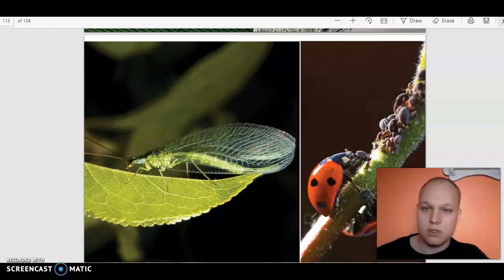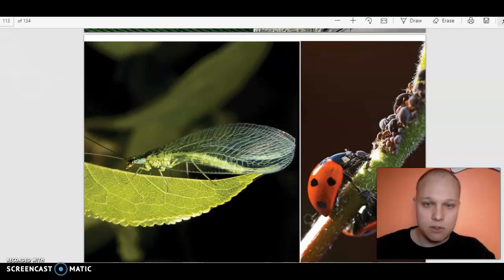I think so. So instead of spraying fields with poisonous chemicals, we just introduce insects that will eat other ones and take care of them.